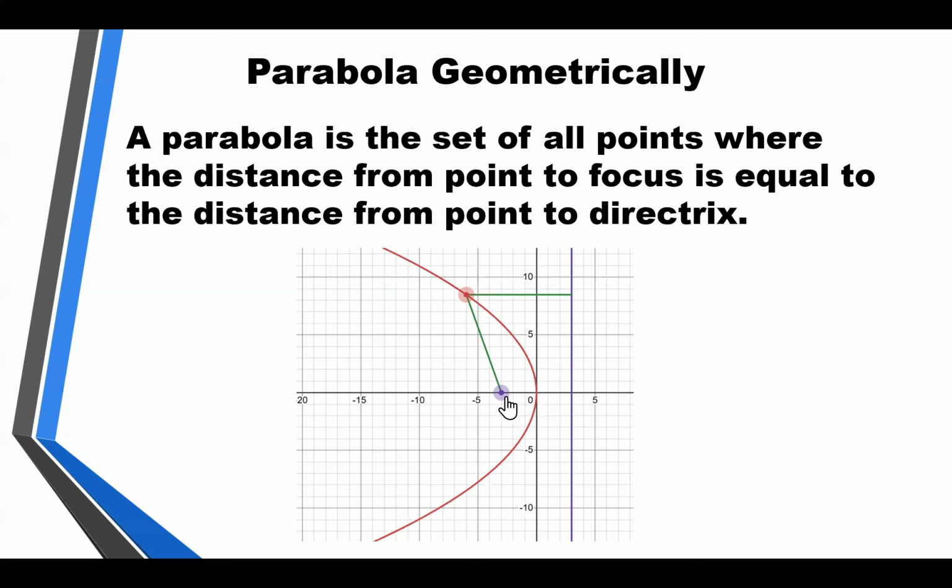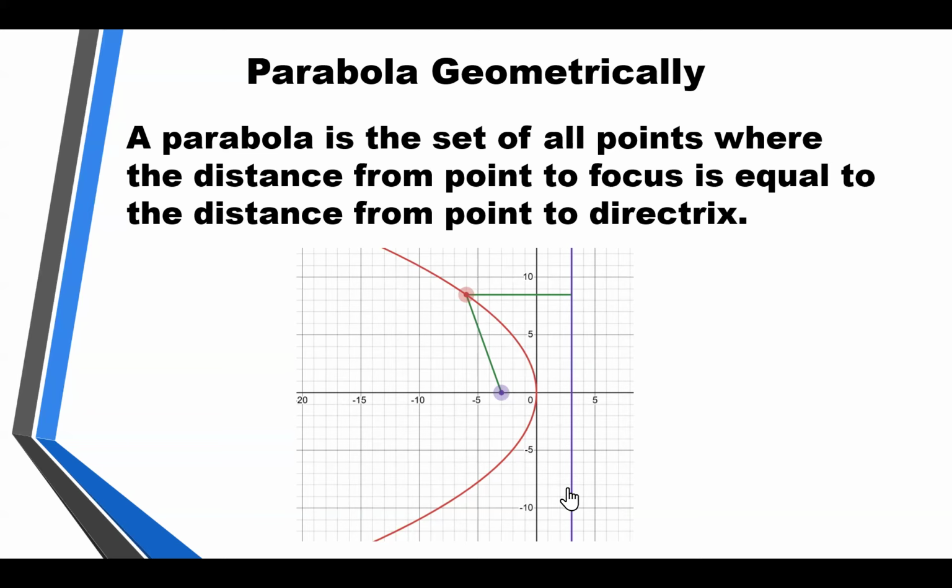Now, the two key features of a parabola are this vertex, which is a point that's sort of in the interior of the parabola, and this directrix, which is a line outside. Now, if the parabola points left, then the directrix is going to be on the right-hand side of the parabola.